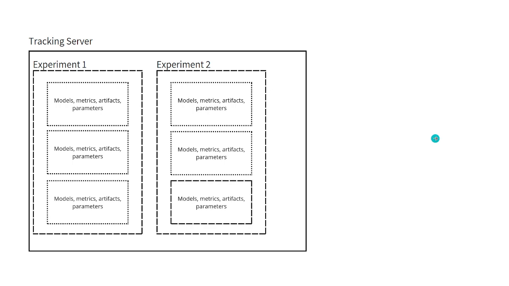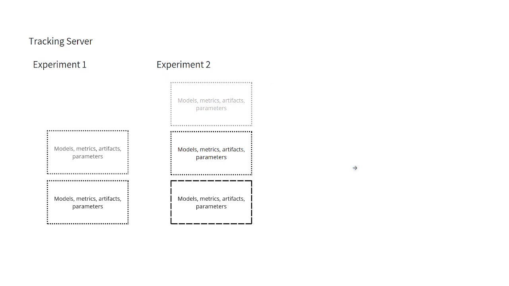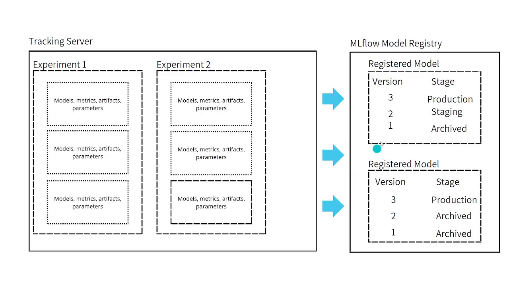This is the tracking server under which we can have multiple experiments, experiment one, experiment two, and under each experiment, we also have multiple runs. Under each, we are logging models, metrics, artifacts, and parameters. Now, let me show you how this looks, including the model registry. This is the MLflow model registry component. Here we can see a new object called a registered model. A registered model is associated with a version number and a stage.